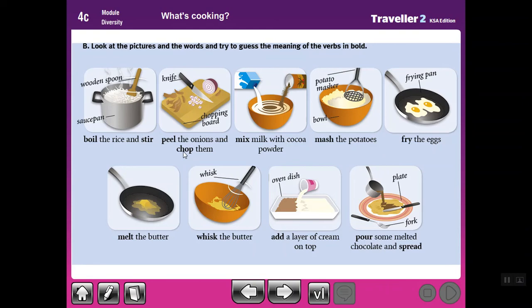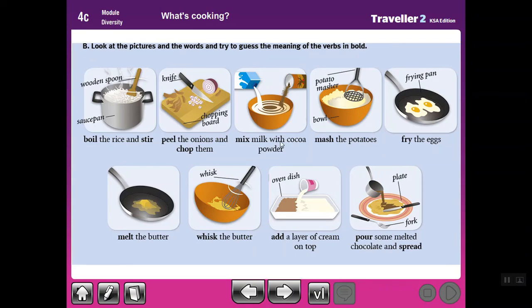Okay, chop. When you chop, you cut them. You cut the onion into small pieces like this. You use this knife to cut the onion into small pieces like this, and you also use a chopping board. The chopping board is made of wood, so we can say it's a wooden chopping board.